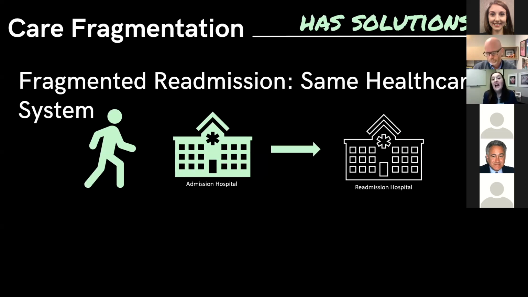Next up, we have a fragmented readmission to a hospital in the same healthcare system. So think an index admission to EUH and a readmission to EUHM, for example. The readmission is fragmented, but there is an easy way to still get that information from the index admission. In Emory's case, there's a shared EHR and the information is readily available.